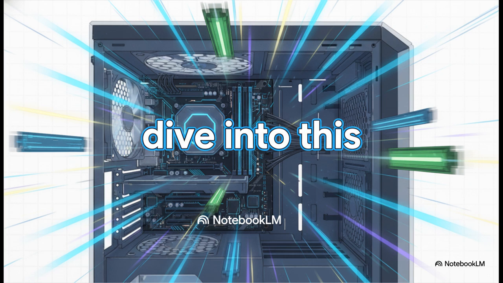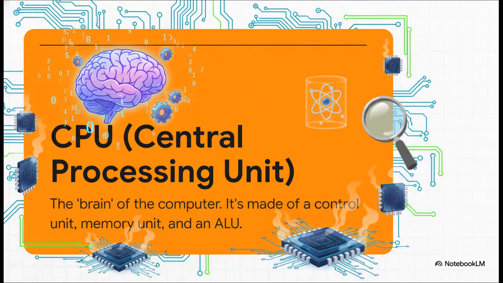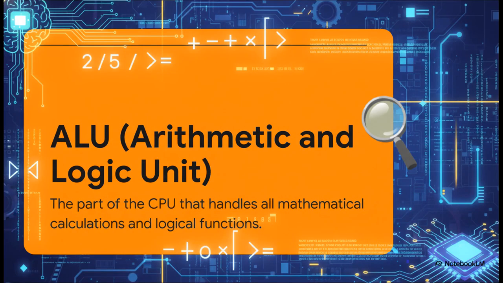All right, first up, the heart of the machine, the central processing unit, the CPU. The CPU is basically the conductor of the orchestra. It directs every single thing your computer does. And inside that brain is the ALU. It's the math whiz, crunching all the numbers and logic.